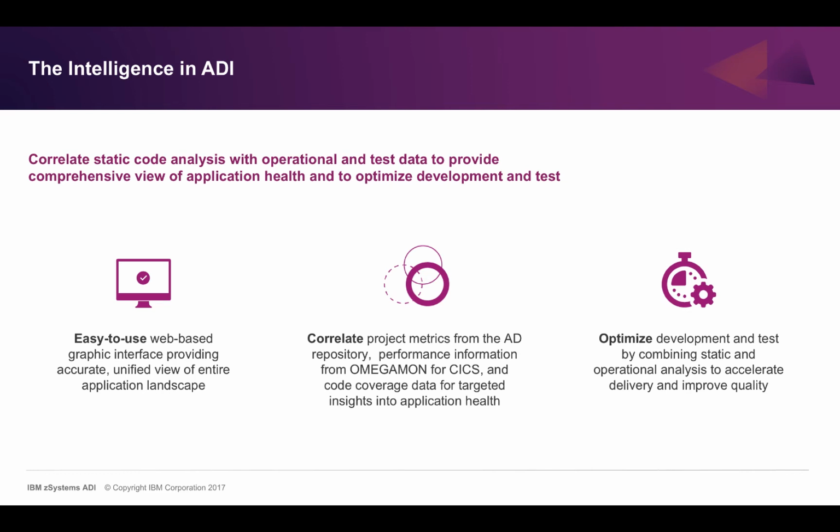In conclusion, we demonstrated that by collecting, trending, analyzing, and visualizing data from operations data providers like Megamon for CICS, static analysis data providers like Application Discovery, and testing data providers like Code Coverage, Application Delivery Intelligence is able to help efficiently identify areas of interest to application developers.